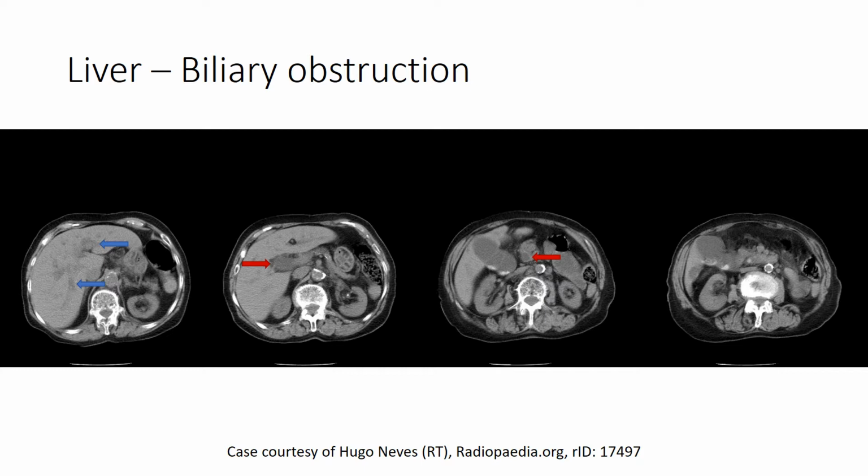In the third image, you'll also note evidence of cholelithiasis, and in the final image, you'll also see a hyperlucency in the common bile duct, representing an obstructing stone and explaining all of these findings.